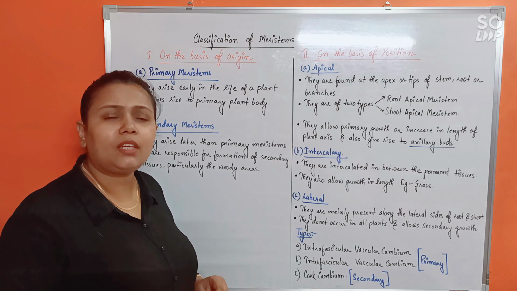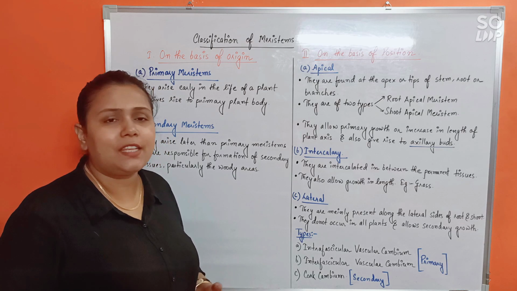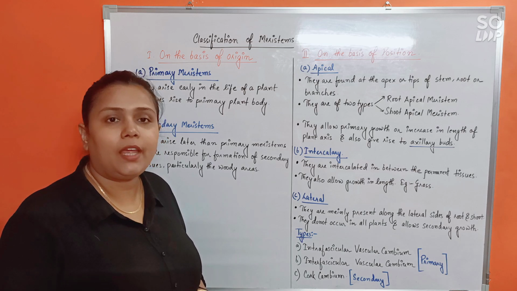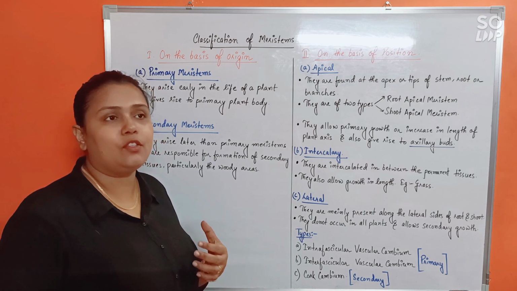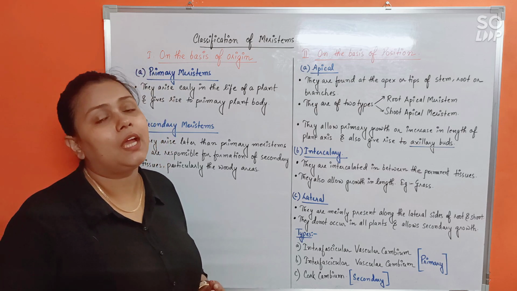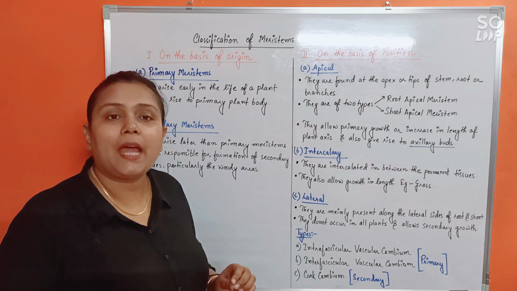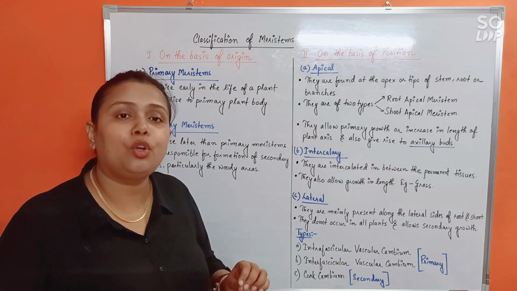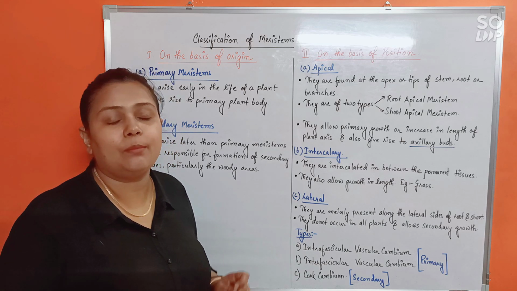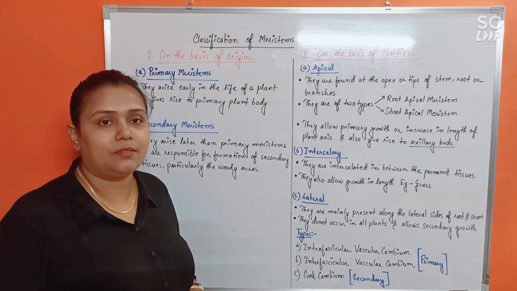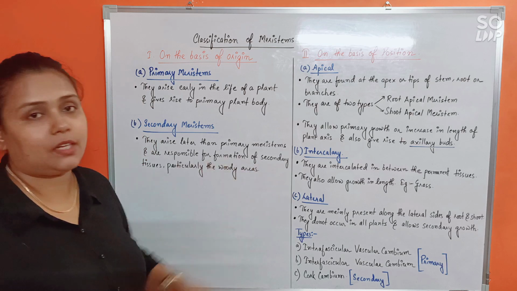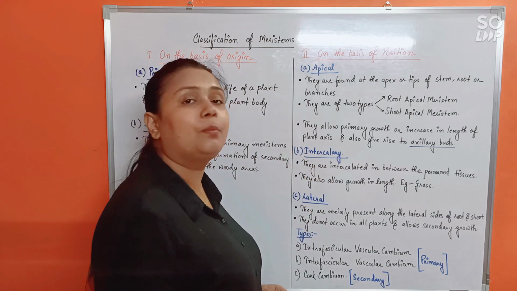Do remember. Now a question might arise in your mind: ma'am, all plants don't form wood, right? So if a plant does not form wood, aren't they going to possess secondary meristems? The plants which do not form wood of course do not have secondary meristems, or in them secondary growth is going to be absent. Understood that? Okay. So now let us start with the next criterion, that is on the basis of position.